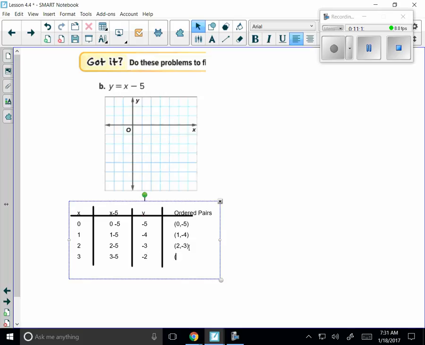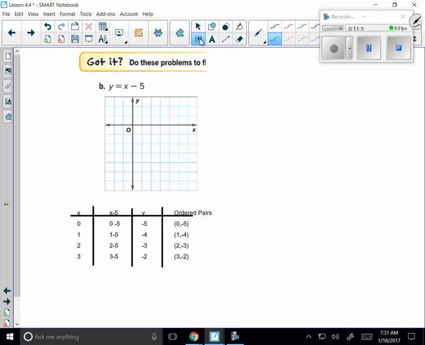Make sure you get this chart filled in, this table I mean, it'll really help you. And then you actually do need to do the graphing part of it. So I start with my ordered pairs at 0, negative 5, which means I go down negative 5: 1, 2, 3, 4, 5. And then this one, 1, negative 4, over 1, down 4, over 2, down 3, over 3, down 2. So here you can see that it starts to make a line, a straight line even, and we can connect our points. And that's what it looks like graphed.